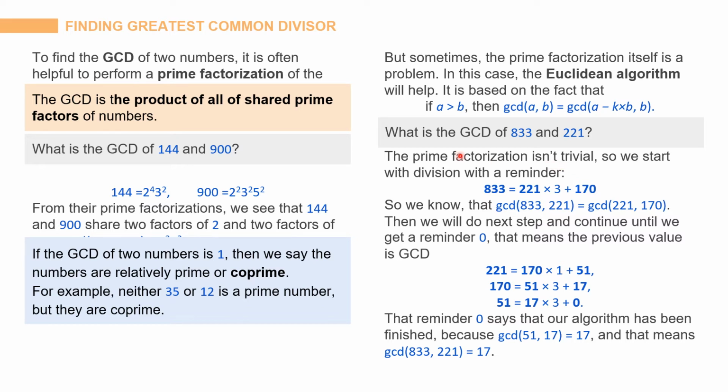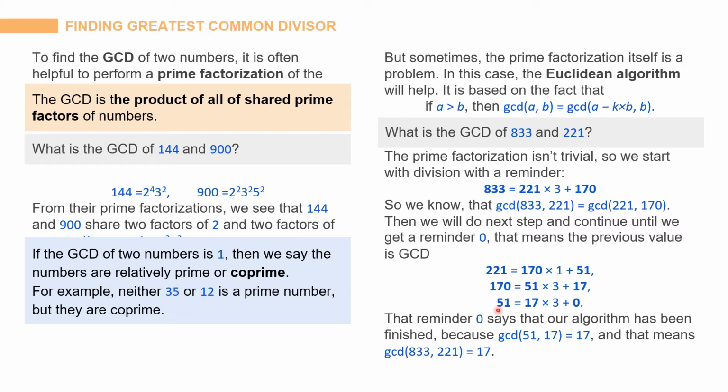So let's do the long division. We divide 833 by 221. We see the remainder is 170. So using this Euclidean algorithm, the GCD of 833 and 221 is equal to the GCD of 221 and 170. That's still not obvious. So we just repeat the process. We divide 221 by 170, we get a remainder of 51. Okay? We divide 170 by 51, we get a remainder of 17.